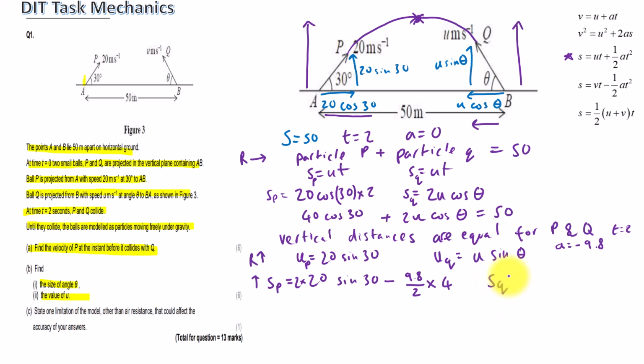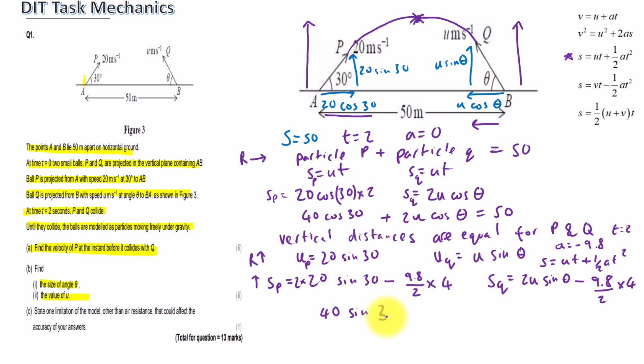Your SQ is going to be 2 times u sine theta, because remember we're using S equals ut plus a half at squared, minus 9.8 over 2 times t squared, which is 4. Okay, we're getting there now. We've said vertical distances are equal, so we can set this equal to each other.